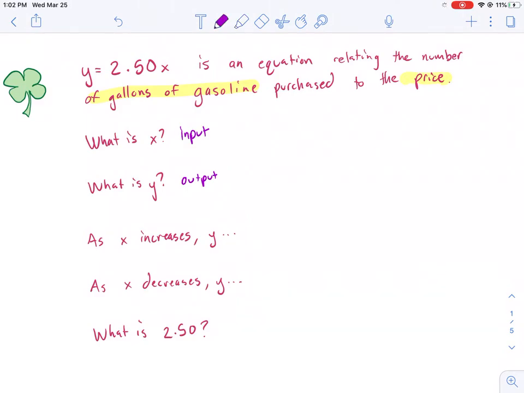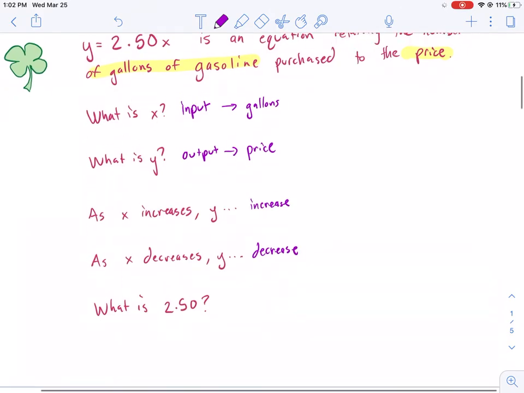So what's affected? Does the amount of dollars you put in affect how many gallons you get out? No, that's not the case. The number of gallons you choose, which is the input, will determine how much you pay, so the price. Now, as you're filling up your gas tank, the more gallons you put in, how is the price, or y, affected? So as x increases, y also increases. And as x decreases, y decreases. So if you put in fewer gallons, then you'll pay fewer dollars for that.